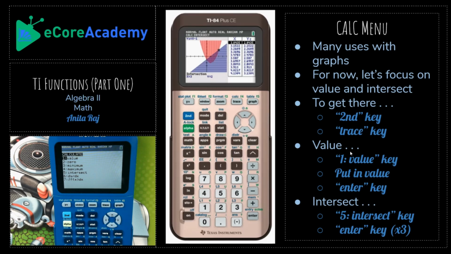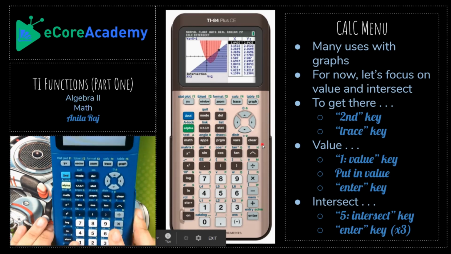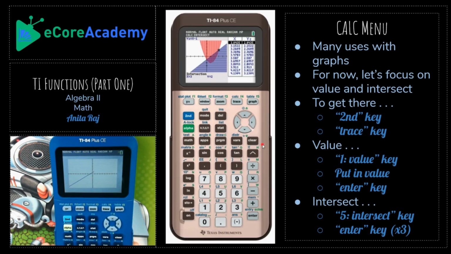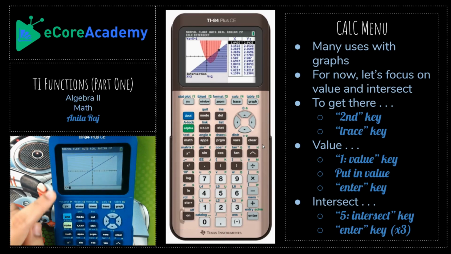So in order to do this, I have my x plus 1 function already in the calculator. So in order to do value, you want to hit 1, the first key, which says value. You obviously know where 1 is on your calculator. So I'm going to press 1. And then it takes me here, it graphs the equation for me, and you'll see here x equals, and your cursor is blinking. So you're supposed to give the calculator the x value. I'm just going to give you a random value. I'm just going to put -1 in.